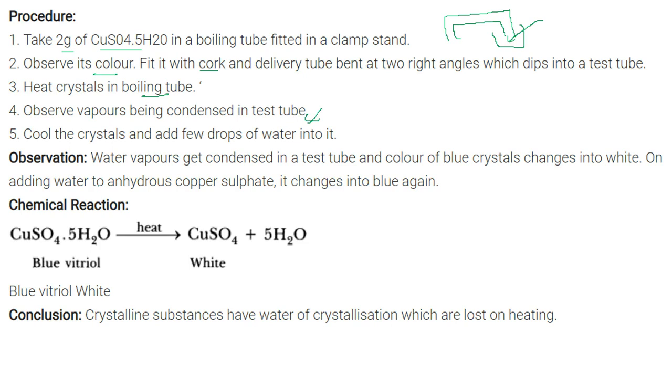So what is the observation? The water vapor condensed in the test tube and the color of the blue crystal changes to white. And now on adding water to anhydrous copper sulfate, it changes to blue again. The chemical reaction is something like this. This is blue vitriol converted to white by heating. So CuSO4.5H2O converts to CuSO4. The conclusion is crystalline substances have water of crystallization which is lost on heating. But once moisture is added, it regains its color.